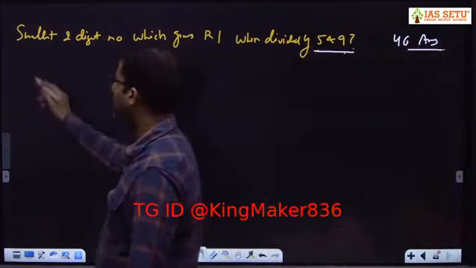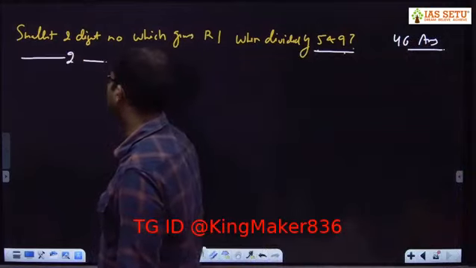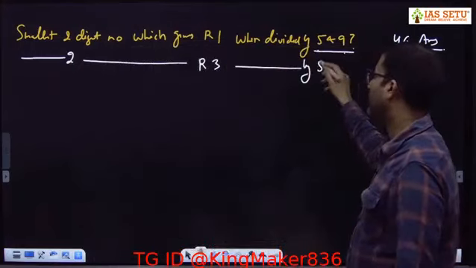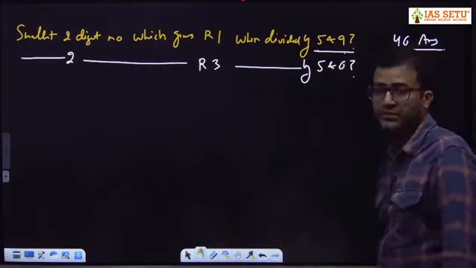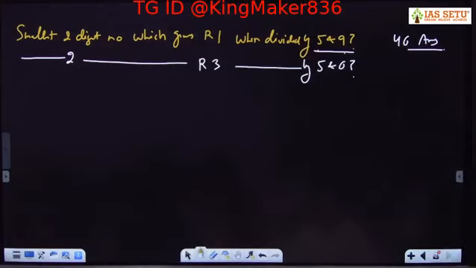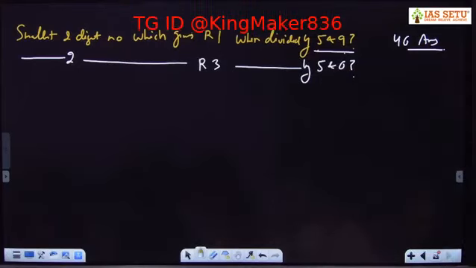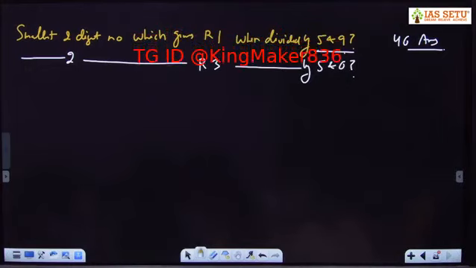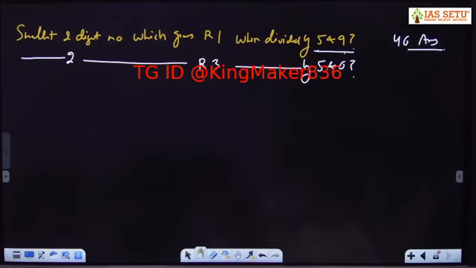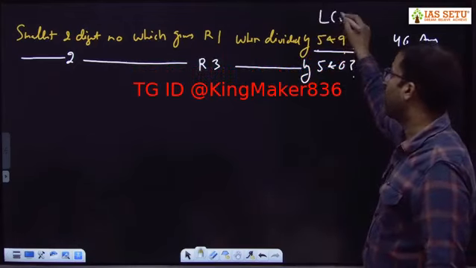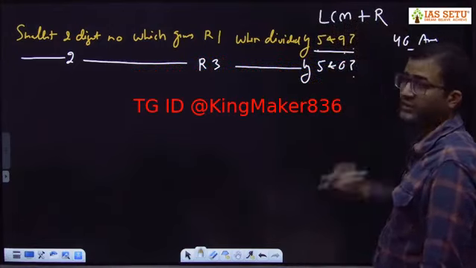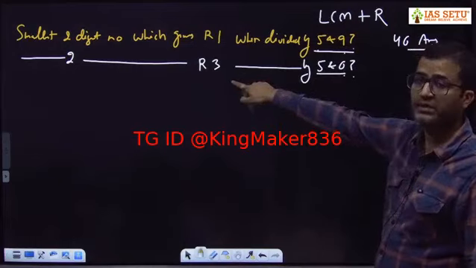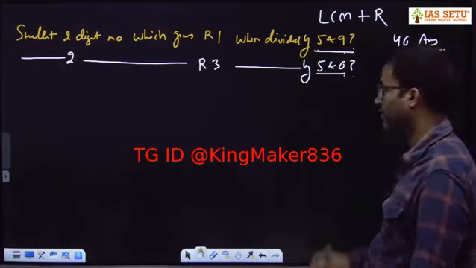Next question. Tell me smallest two-digit number which gives remainder 3 when divided by 5 and 6. When you divide by 5, remainder 3. When you divide by 6, still you get remainder 3. What is LCM of 5 and 6? 30 plus 3. LCM plus R will help you. See here, LCM plus remainder is your answer for this question. So what is LCM of 5 and 6? 30, plus 3 remainder, 33.